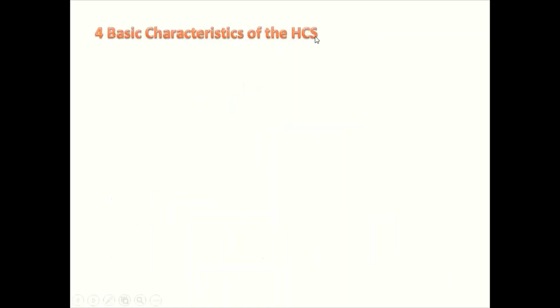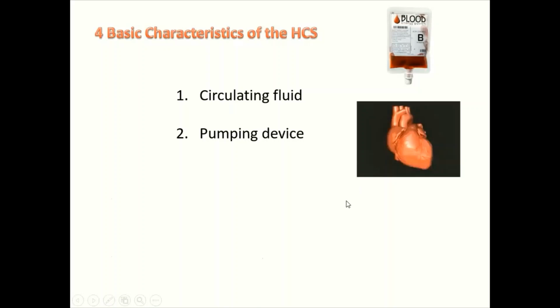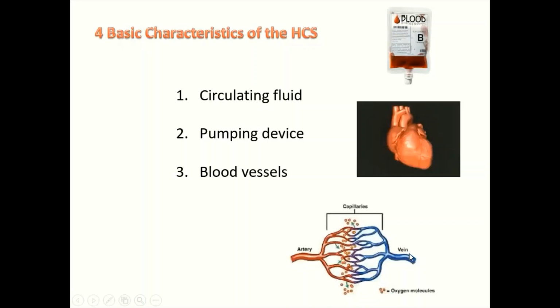So the human circulatory system has four basic characteristics. The first one is the fluid that circulates around the body, and this is the blood. The other one is the pumping device, the device that pumps the blood, and this is the heart. The third one is the blood vessels that carry the blood around the body. So we have artery, vein, and capillaries. Capillaries connect artery and vein. And the fourth one is valves.